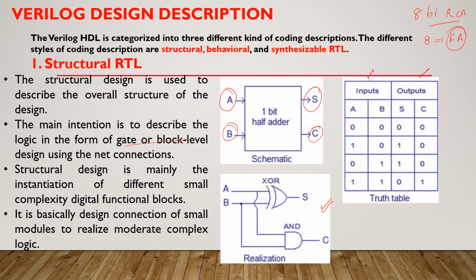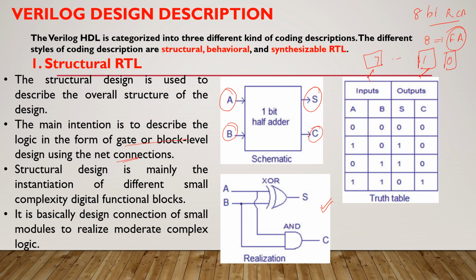Instantiation means creating a copy of that particular design. So an 8-bit ripple carry adder requires 8 instantiations of the full adder, and a 16-bit ripple carry adder requires 16 instantiations of the full adder. Here the full adder is the block. We use the 0th full adder, first full adder, up to the 7th full adder. These are all called block level. So structural modeling supports gate as well as block level design using net connections.